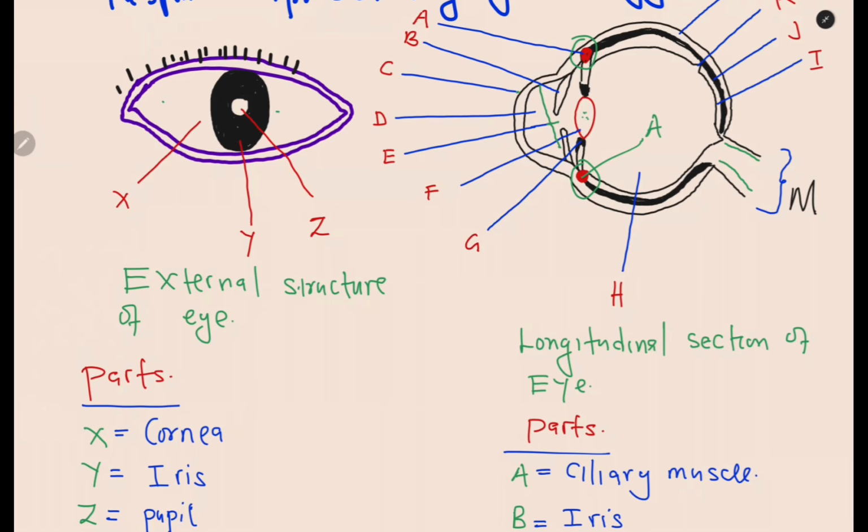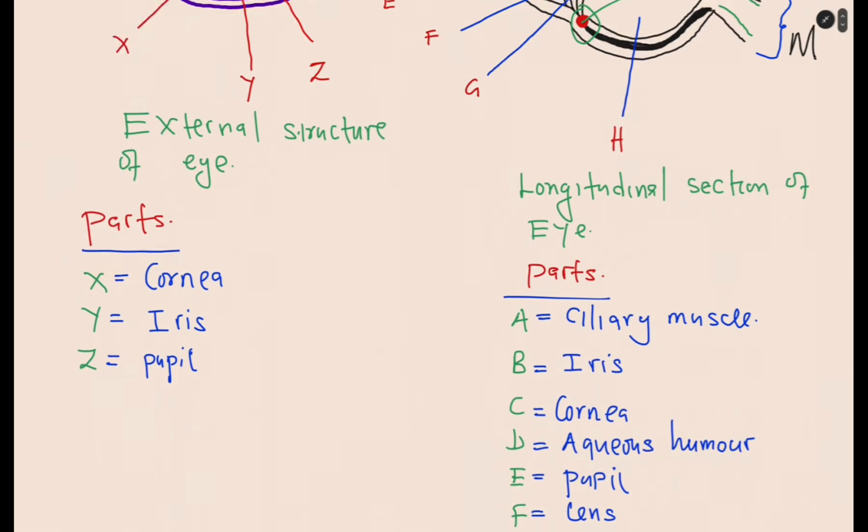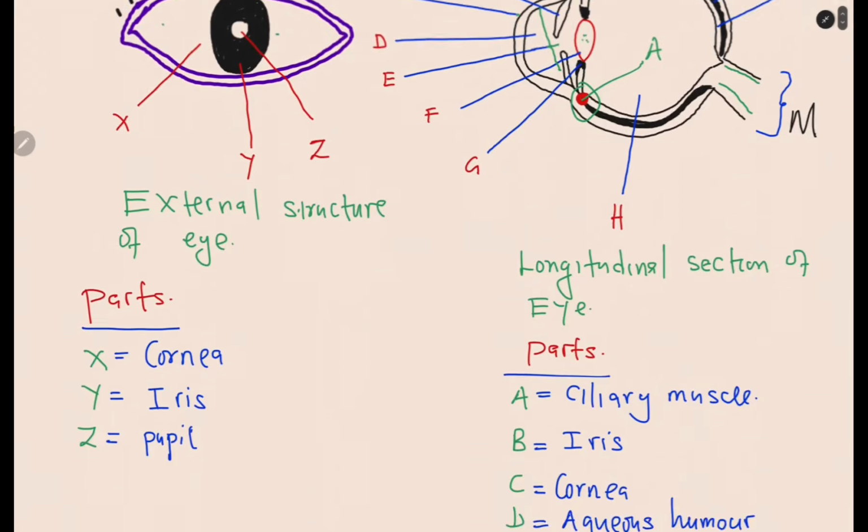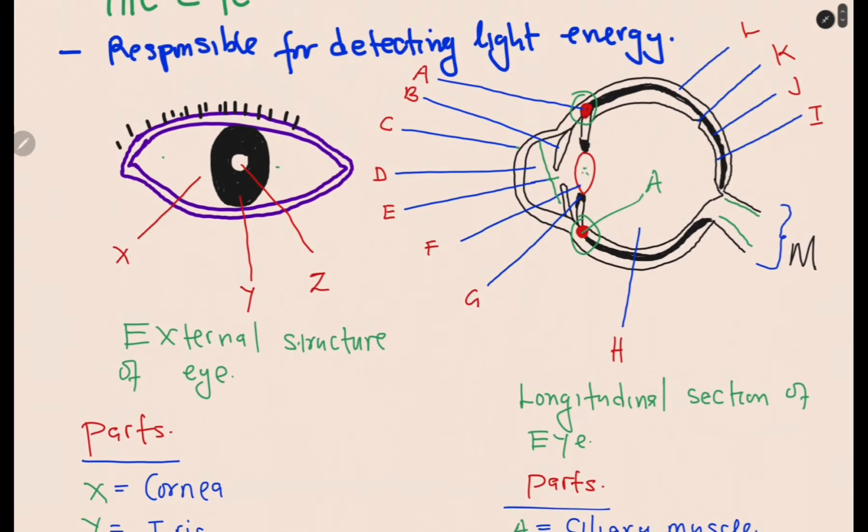From the external part, you are unable to see it, but it's just after the pupil. Okay, so that is called a lens. Okay, take note of that. Then what about G? Where is G?